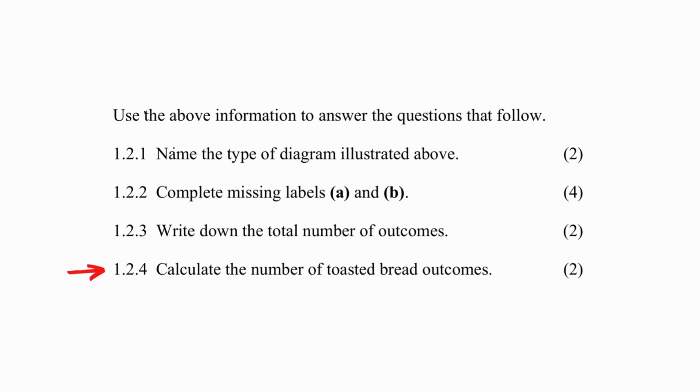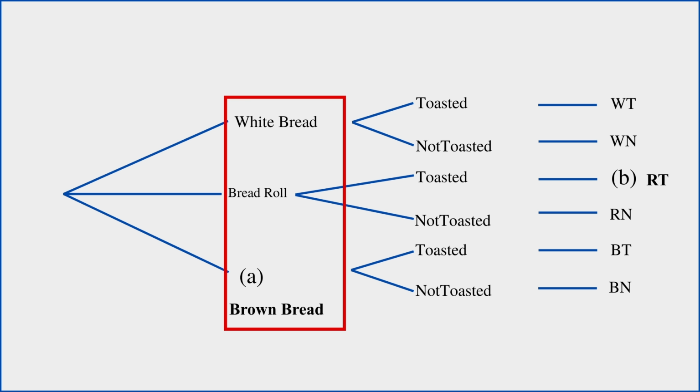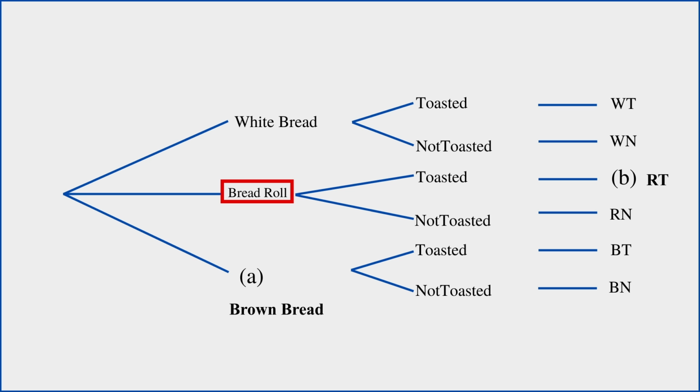In question 1.2.4, you are instructed to calculate the number of toasted bread outcomes. There are 3 bread options, but one option is a roll, so it's not considered a bread in the traditional sense. So there are 2 toasted bread outcomes, that is the toasted white bread and the toasted brown bread.